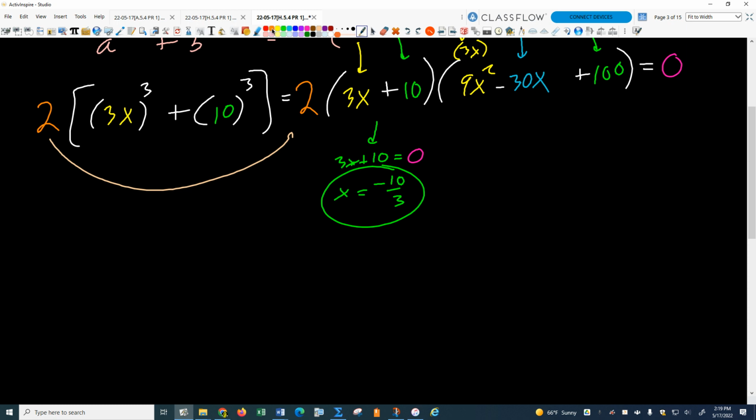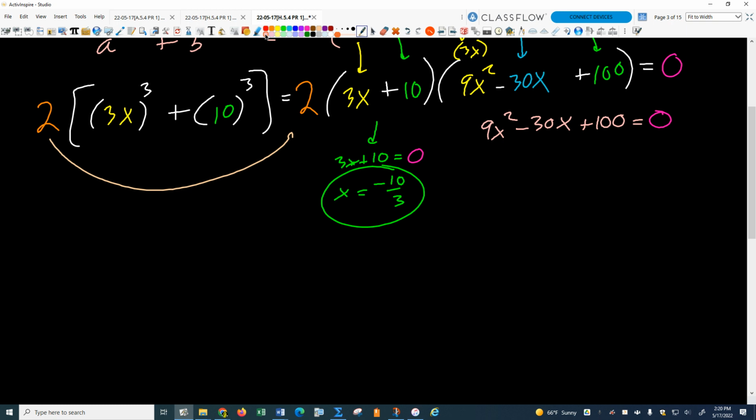So if we do that, different color here. Let's do that. So we've got 9x squared minus 30x plus 100. We're going to set that equal to 0 and solve. Flip back to unit 4 and just go into quadratic mode. How would you solve that quadratic equation given that it doesn't factor? What's our ace in the hole we can always do for any quadratic equation? Quadratic formula, right. We'll just apply the quadratic formula, right?